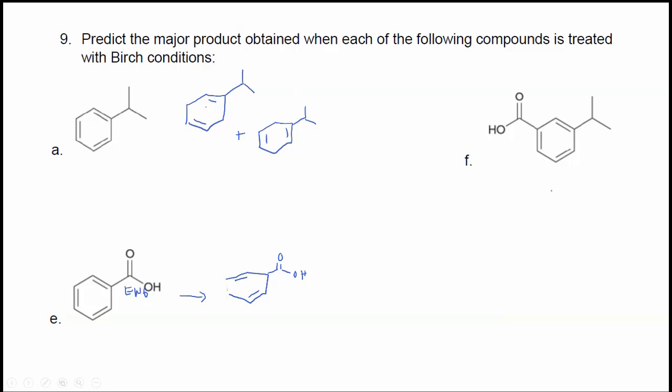And then for F, we have two groups here. We have an electron withdrawing group and an electron donating group. So if we can make most of them or all of them happy, we can try to do that. The double bonds still have to be opposite each other, and we can't move our groups around.